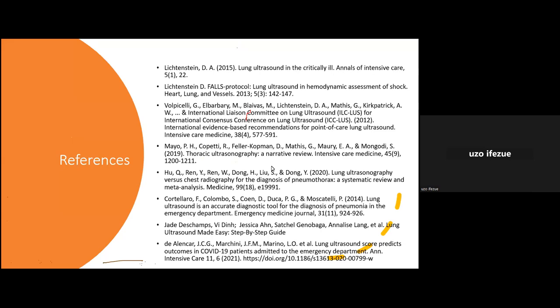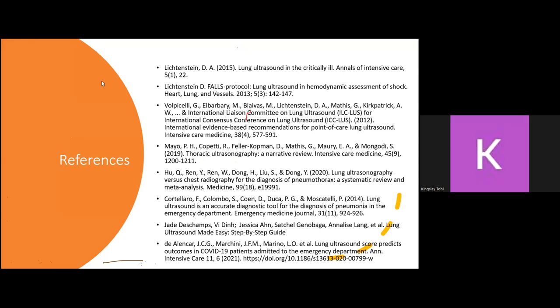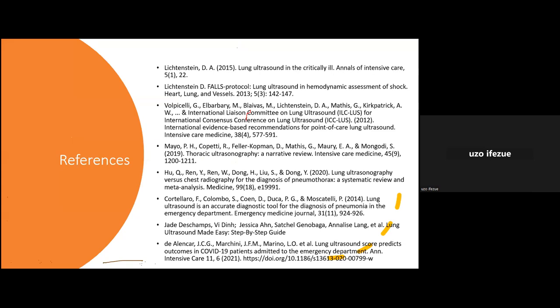Okay, there's another question now from Usman Mohammed. Thank you for your presentation. Regarding positioning, what if the patients can't lie down? Is sitting position an option? Definitely, yes. You can do ultrasound in sitting position for your patient. Definitely. Okay, thank you.